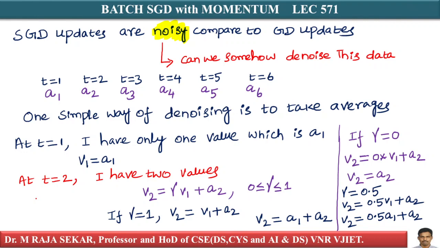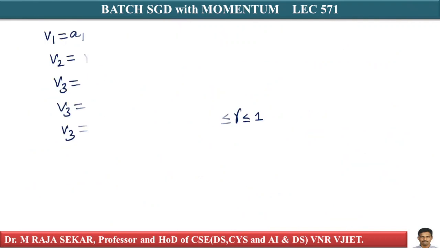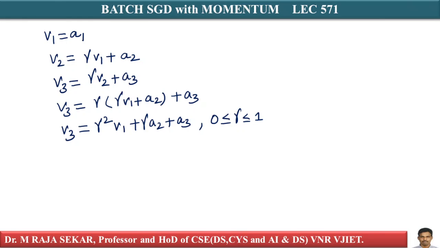So let's just extend this. V1 equal to A1, V2 equal to gamma V1 plus A2. What is my V3? It's simple. My V3 is gamma into V2 plus A3. What is my V2? My V2 is gamma V1 plus A2. I am just substituting.